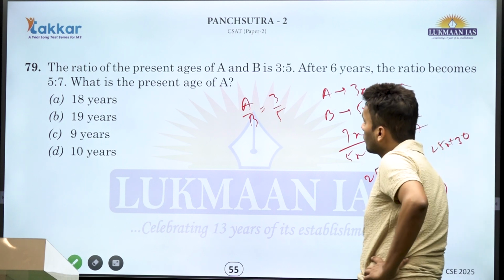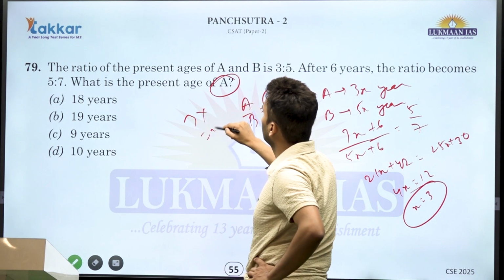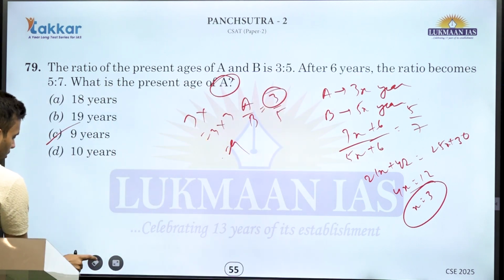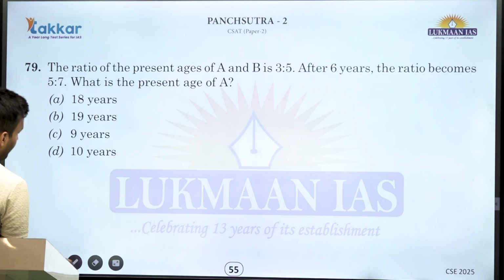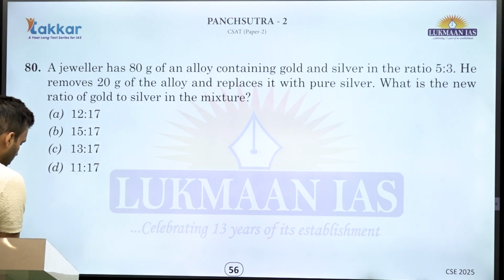Now what we are asked is the present age of A. Present age of A is 3x. 3x is 3 into 3, that is 9 years. This is a very basic question. Now let's go to the last question.